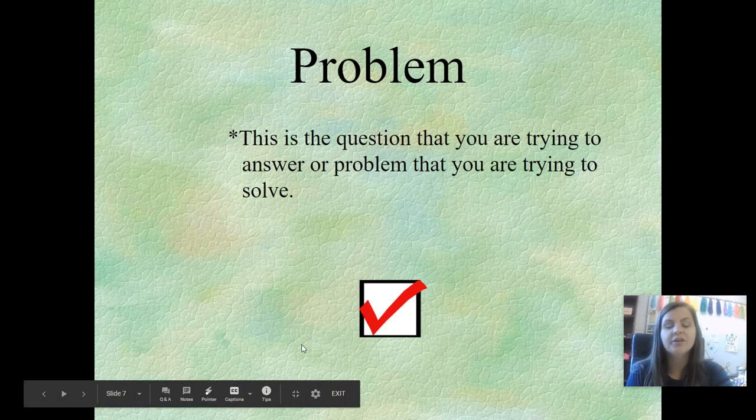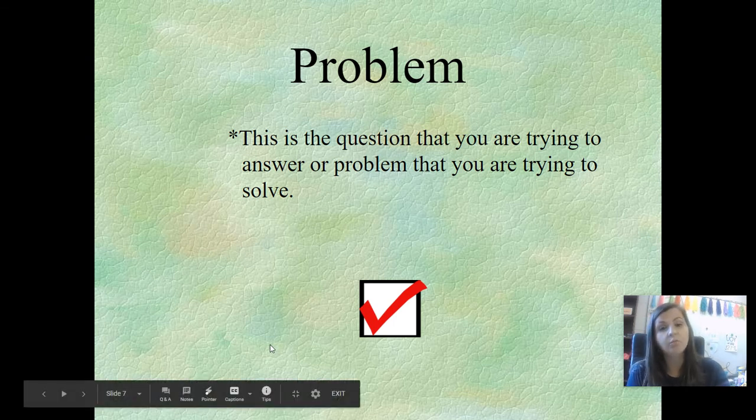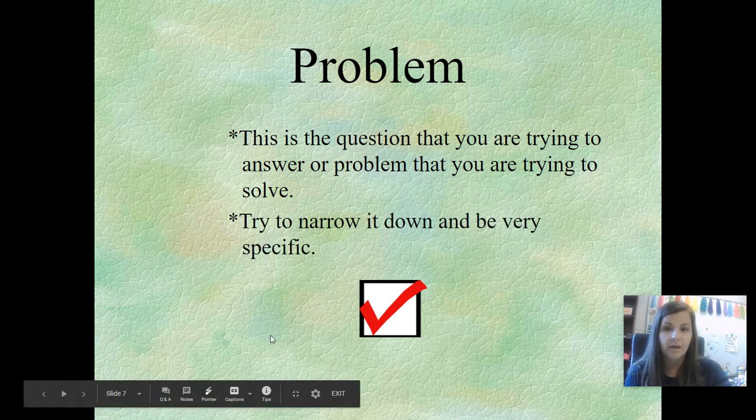Your problem. This is the question that you're trying to answer or the problem you're trying to solve. You're asking a question about what you might want to learn about. Sometimes it's called our purpose. So it's often called problem purpose. You need to try to narrow it down and be very specific.